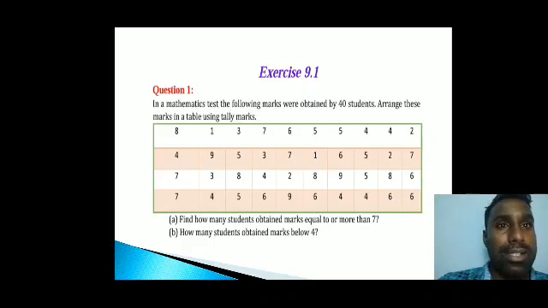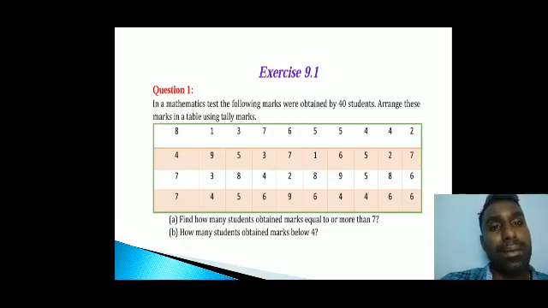Each one is getting some marks in the mathematics test. So 8 1 3 7 6 5 5 4 4 2, and 4 9 5 3 7 1 6 5 2 7. So maybe they conducted the test out of 10. And 7 3 8 4 2 8 9 5 8 6. So totally there are 40 students.